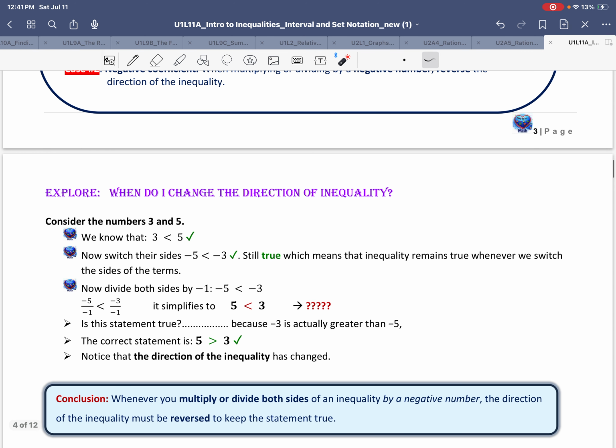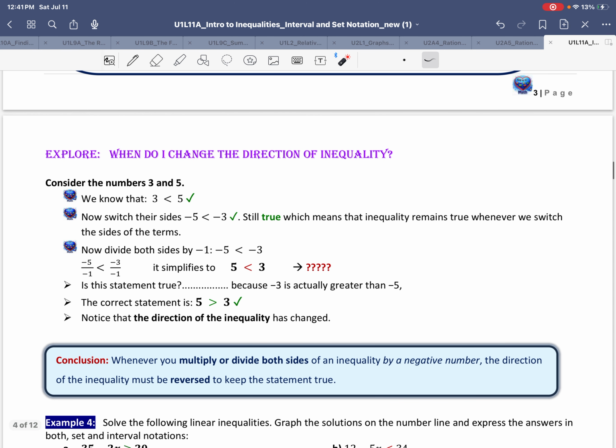Consider numbers 3 and 5. We know that if we were to compare these two numbers, we would say that number 3 is less than 5. If you place them on the number line, let's say this is 0. If number 3 is here, number 5 will be further to the right. Now, switch their sides. The reason we want to observe this is because when we solve linear inequalities, we want to take constant terms to one side and variables to the other side. So switching terms from one side to the other is very important to analyze.